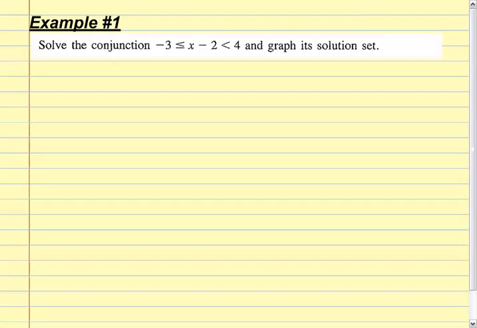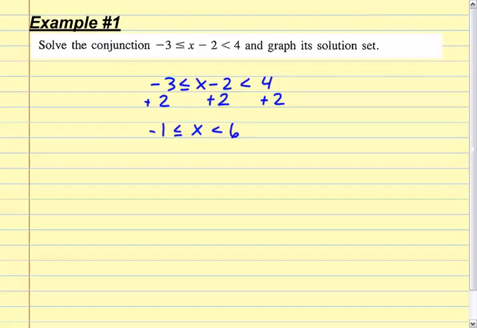Now, since it's a conjunction, I know that the solution works for both at the same time. I'm going to rewrite it. Negative 3 is less than or equal to x minus 2, which is less than 4. We want to get the x by itself, so I have to add 2 to make it go away. But to do that, I have to add 2 to this side and this side. Okay? So that's going to give me negative 1 is less than or equal to x, which is less than 6. Okay?